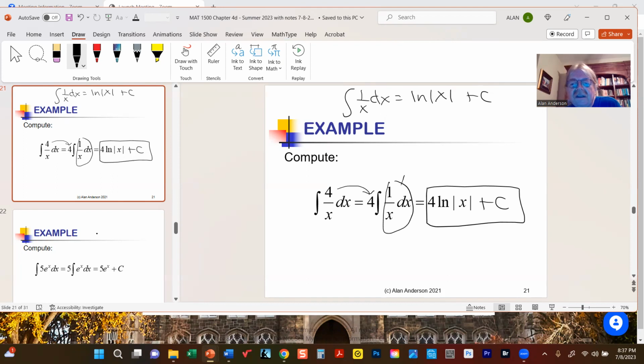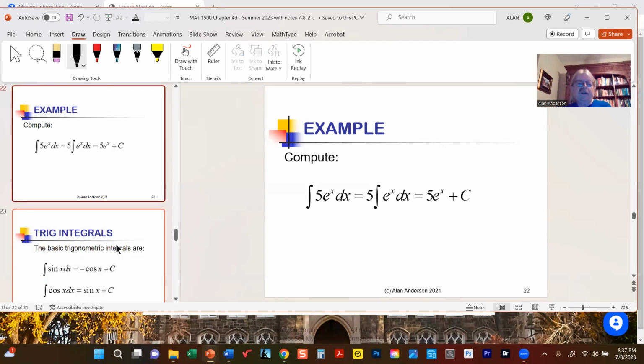In other words, it's true that the integral of 1 over x dx is log x plus C, but we still have this 4. So what you're basically doing is multiplying all of this by 4. That's how you end up with 4 log absolute value of x plus C.